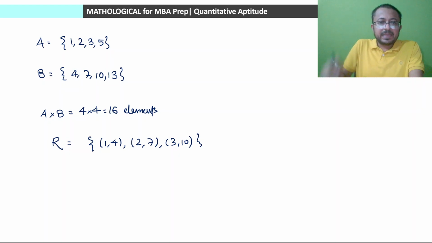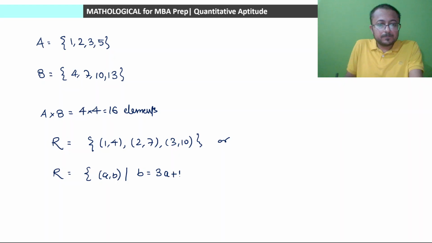These are 3 elements in our relation R. Or the same can also be written as that R, our relation R is equal to {(a, b) such that b is equal to 3a plus 1, and a is an element of set A and b is an element of set B}. Now this is another way to define the relation.